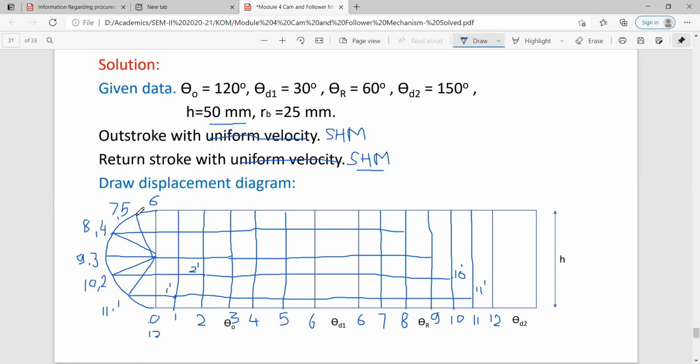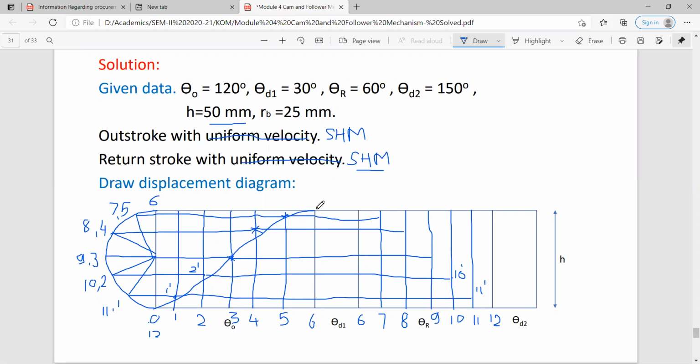Here 5 and 7. Okay, 5, and here it is 7. After getting all these points, you just join a smooth curve which is passing through all these points, up to point 6, like this, up to here. So it is your displacement diagram.